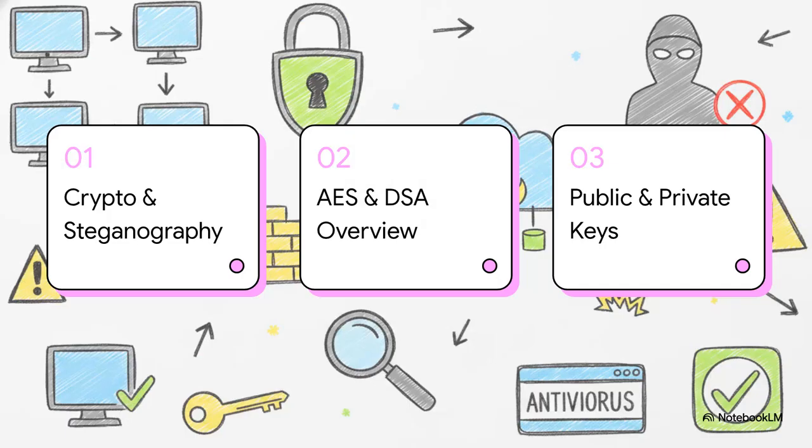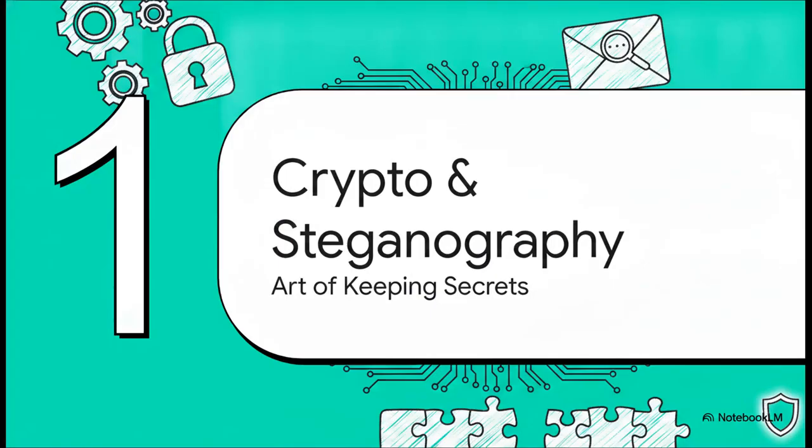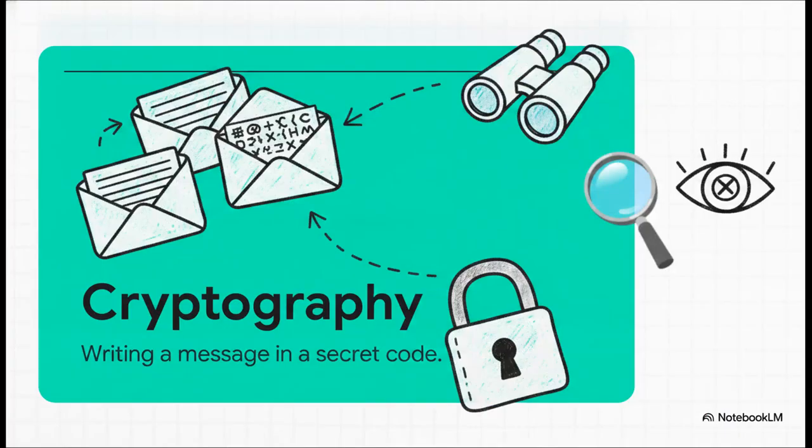So here's our roadmap for today's mission. First up, we'll master cryptography and steganography. Second, we're going to break down AES and DSA. And finally, we'll tackle the absolute genius of public and private keys. All right, let's jump straight into Section 1, Cryptography and Steganography, or as I like to call it, the art of keeping secrets. Now, this section is really all about the ancient foundational art of keeping things hidden.